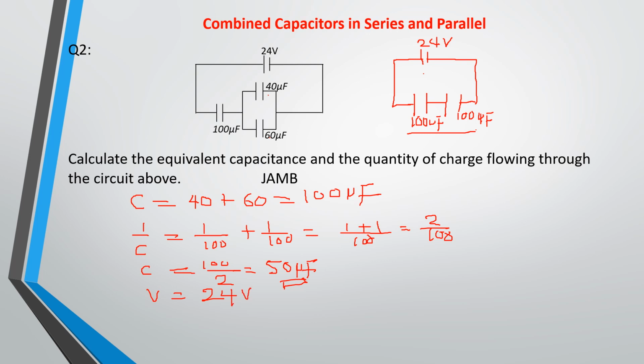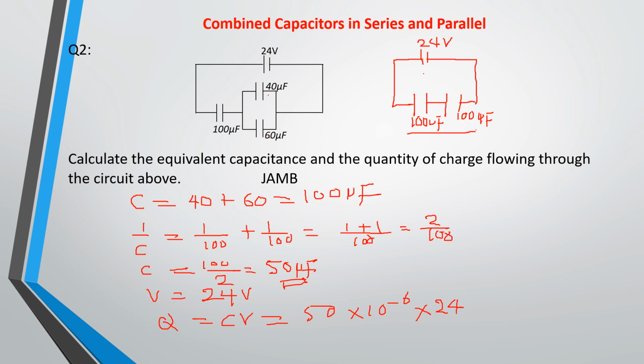Okay, so now we are going to find the charge that is flowing through this arrangement. Q, charge is Q, right? So the charge that is flowing is equal to Q equals CV. So if you substitute into this equation, you are going to have 50 times 10 raised to power minus 6 multiplied by 24.